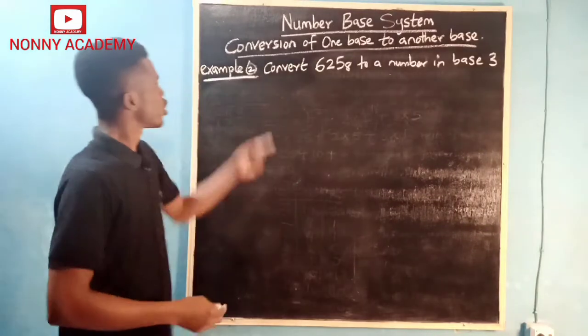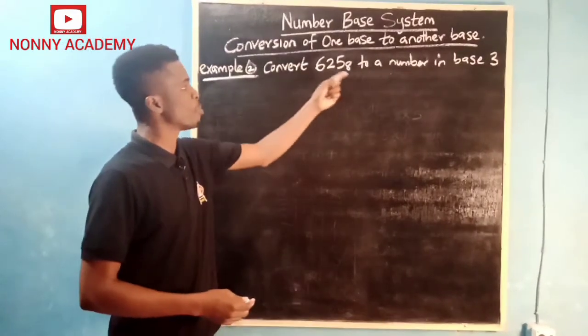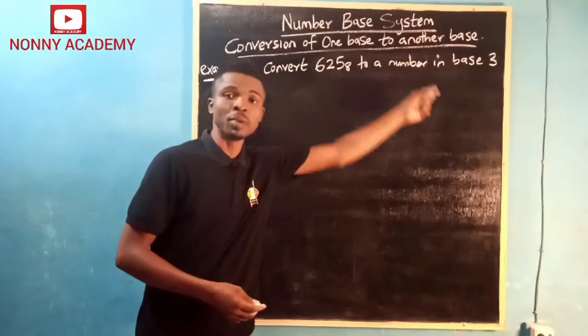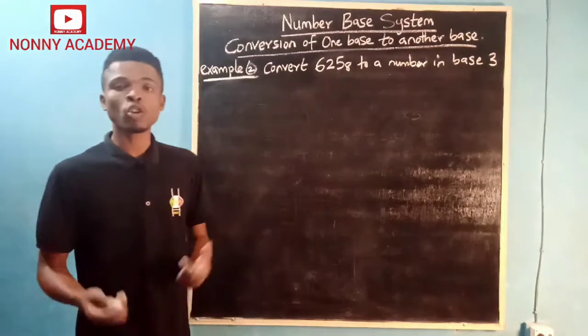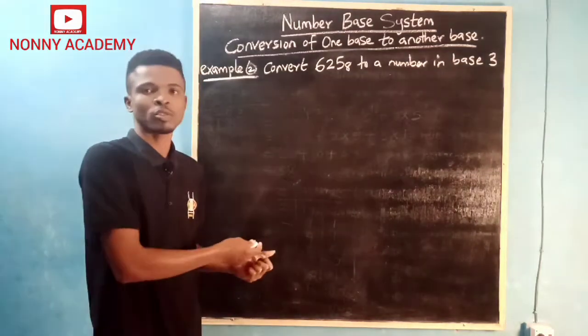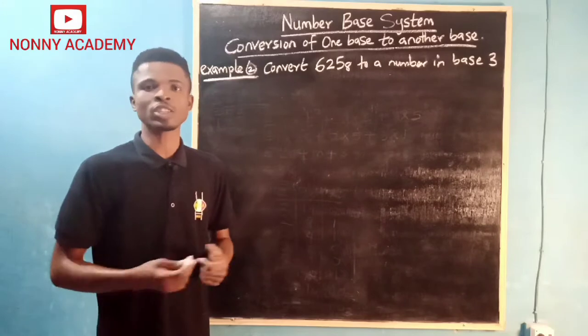Example 2. Convert 625 base 8 to a number in base 3. Now we are asked to convert a number from base 8 to a number in base 3. Let's take the solution.